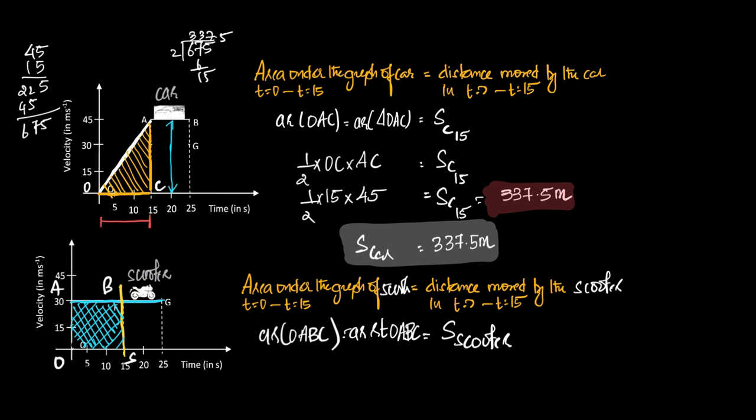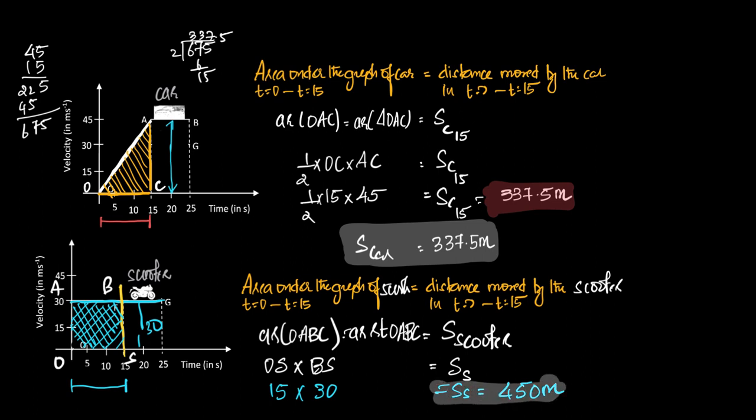Now, what is the area of the rectangle? It is length into breadth. OS is the length and BS is the breadth. So what is this equal to? The distance moved by the scooter. Now, the measure of OS is 15 and the measure of BS is 30. So this can be written as 15 into 30. Therefore, the distance moved by the scooter is 15 into 30, which is 450 meters.